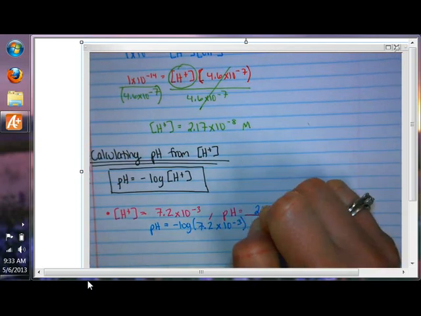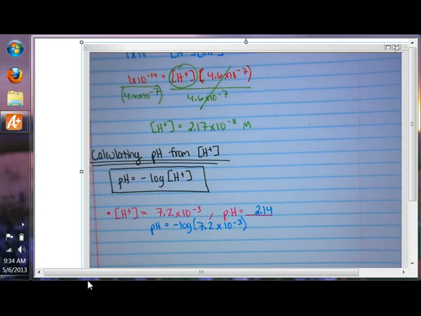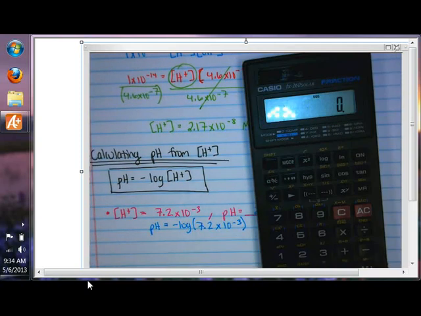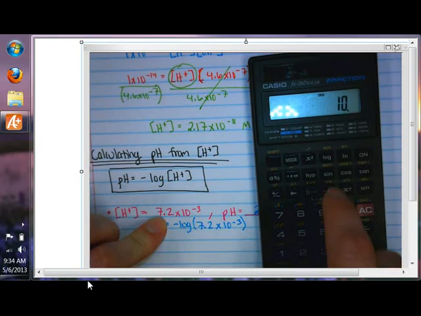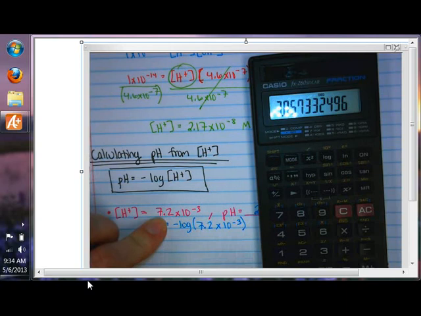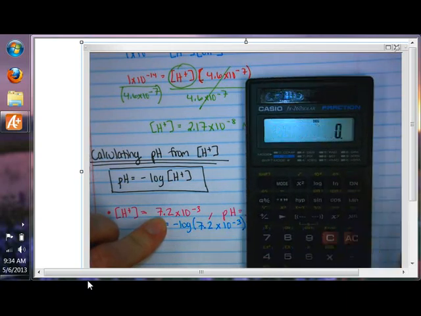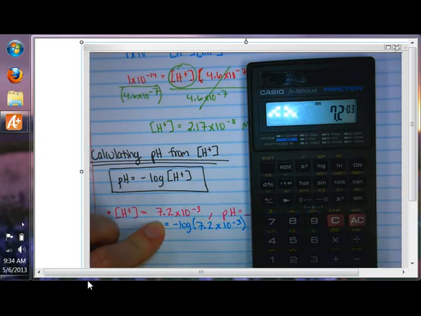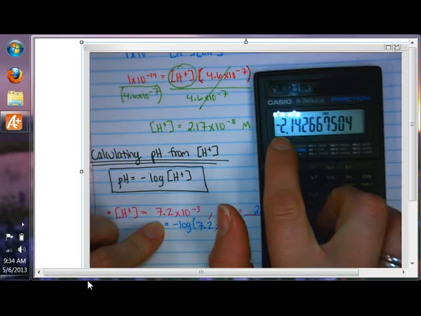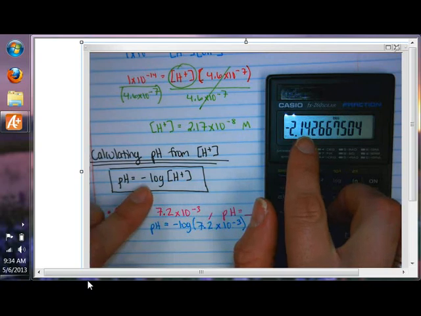Okay, if you have a calculator like this with only one line of display, what you're going to do is you're going to type in the H+ first, 7.2 times 10 raised to the negative 3. Okay, once you have that in there, then you hit log. Oh heavens, that didn't work. 7.2 times 10 raised to the 3 negative. There we go. And then you hit log. And notice it gives you a negative 2.14. Since it's negative log, you just make that a positive. But we'll talk about that more tomorrow.